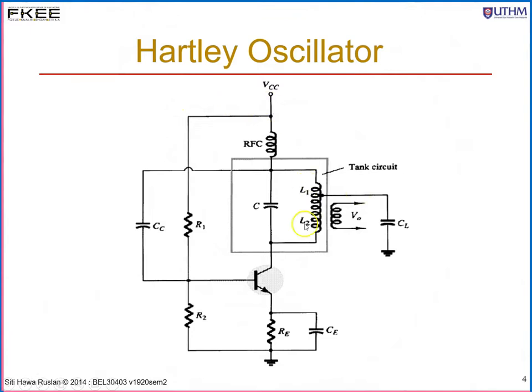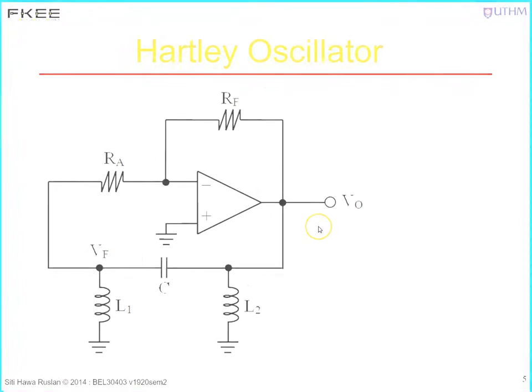This is also a Hartley oscillator, but this is inductor coupled. The tank circuit or the feedback network consists of two inductors and one capacitor. Hartley is opposite of Colpitts, whereby you have two inductors but one capacitor. In this example, it is another type of amplifier. It uses RFC, radio frequency choke, and the output is coupled through the inductor.